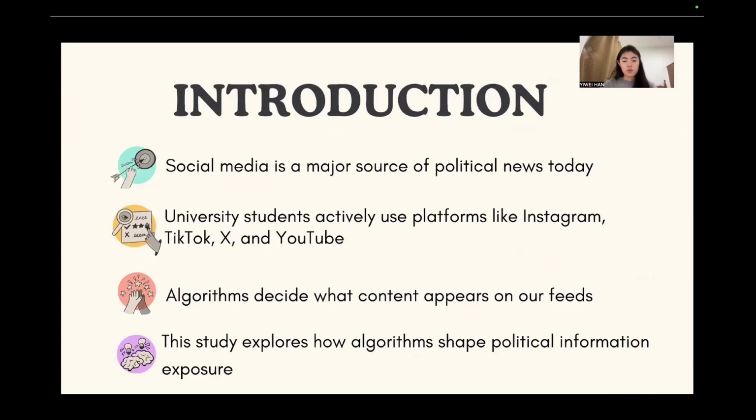Social media has become one of the main ways people, especially young people, get political news. University students spend a lot of time on platforms like Instagram, TikTok, X, and YouTube. However, what we see on these platforms is not random. Algorithms decide what kind of political content appears on our feeds. So this study looks at how these algorithms shape students' exposure to political information.